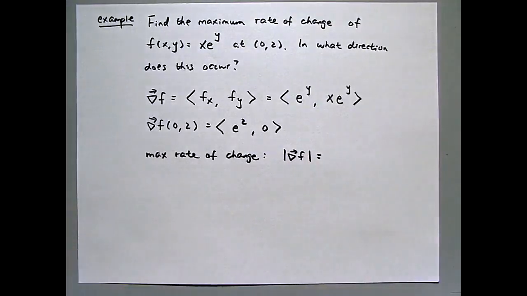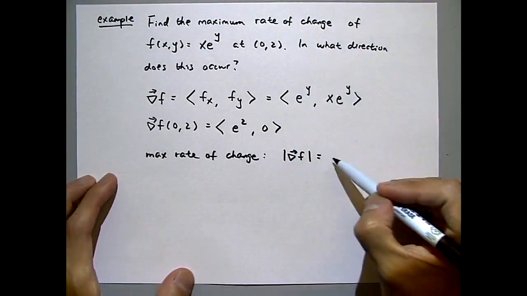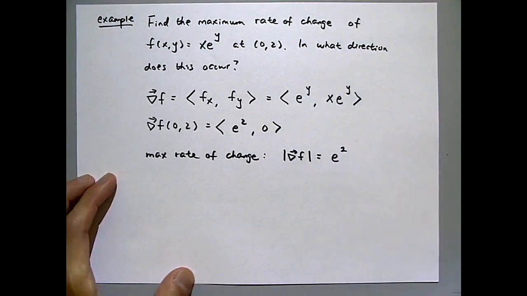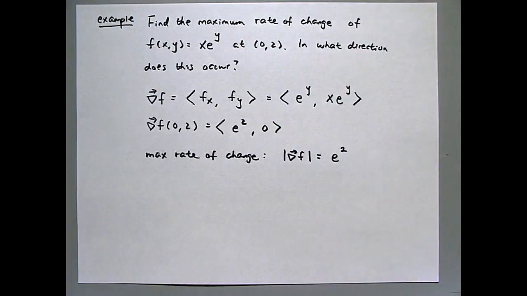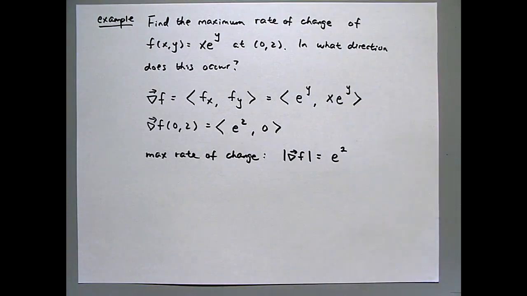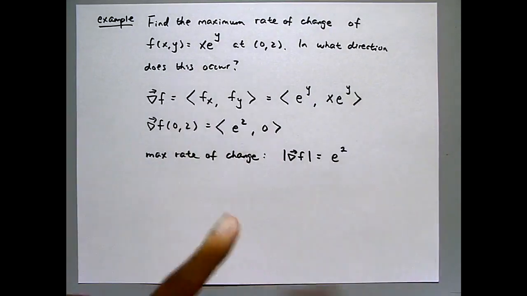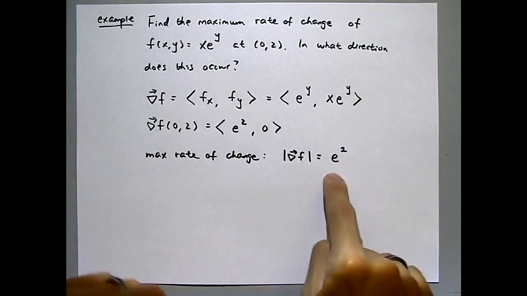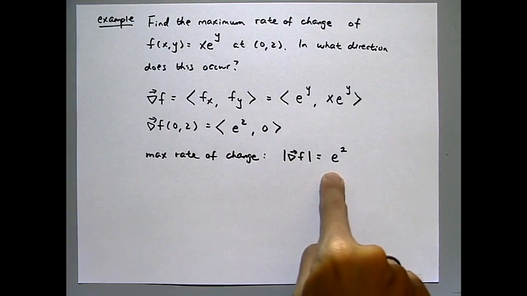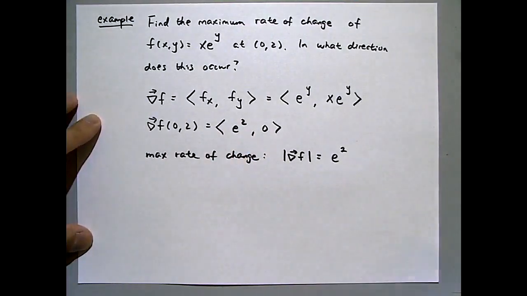And the maximum rate of change is the magnitude of the gradient vector. And that's e squared, right? There's only one direction, so the length of that one direction is going to be the magnitude. So what this is saying is that once you get to this point, no matter which way you turn, you will never find a rate of change that's bigger than e squared. It'll be exactly equal to e squared when you go in the direction of the gradient vector.